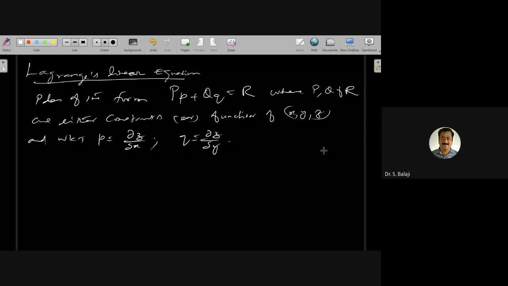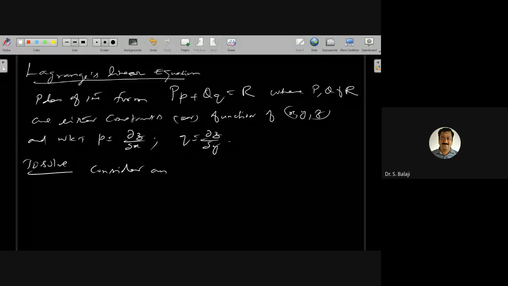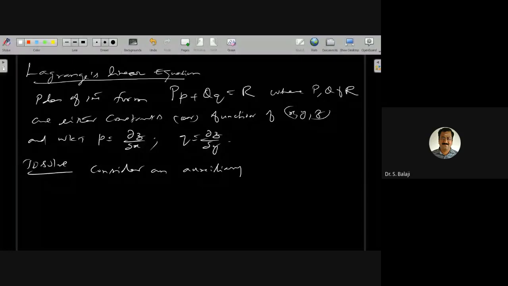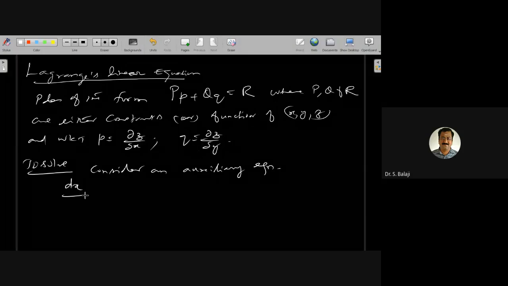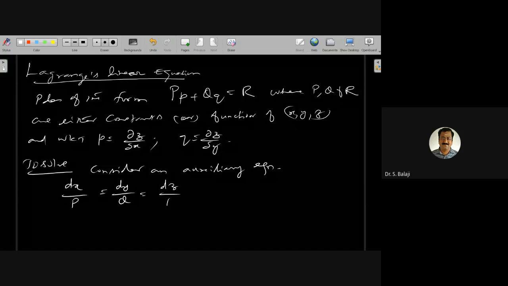Therefore, in order to solve Lagrange's linear equation, form an auxiliary equation. This is the short way, but the original procedure is the method of separation of variables. That idea we can follow here. Form an auxiliary equation dx/P = dy/Q = dz/R, for x, y, and z.